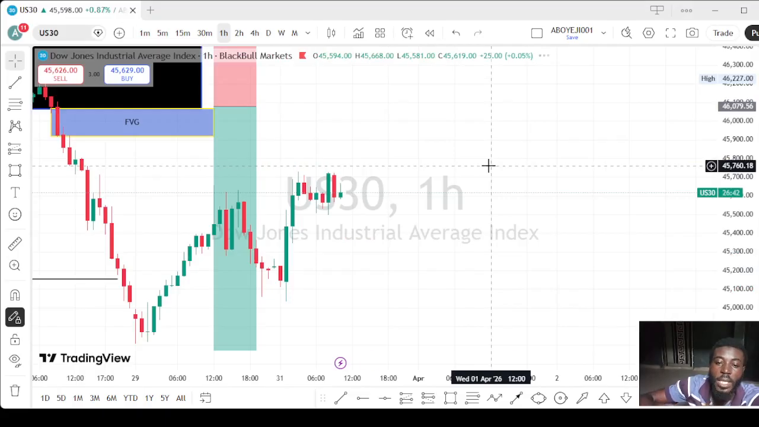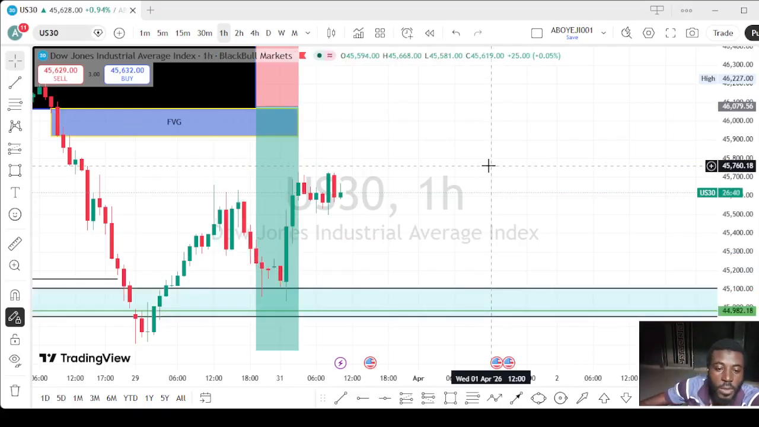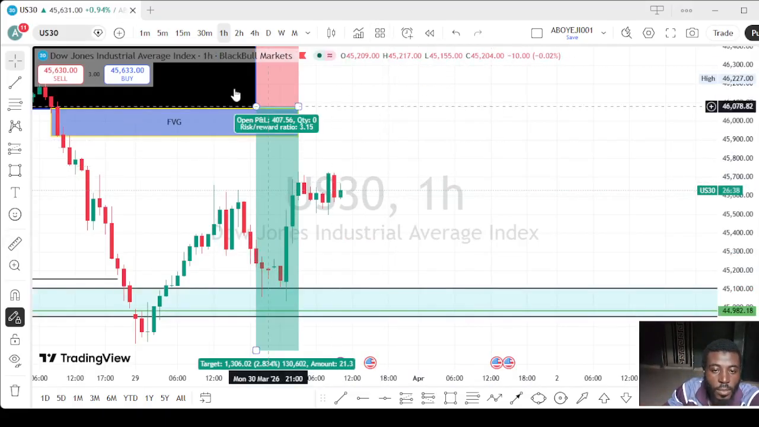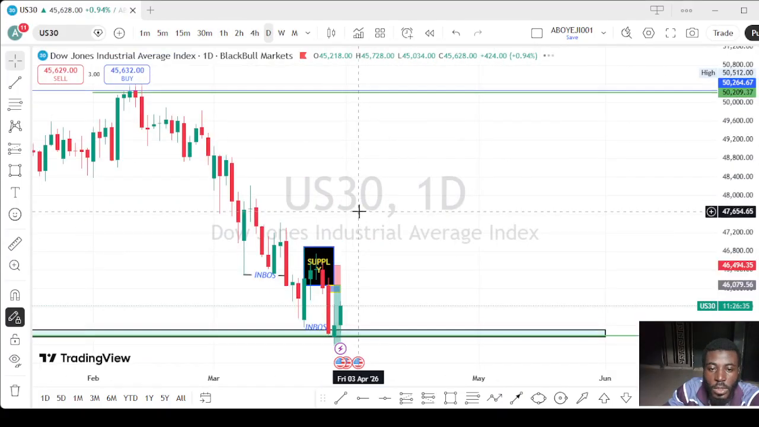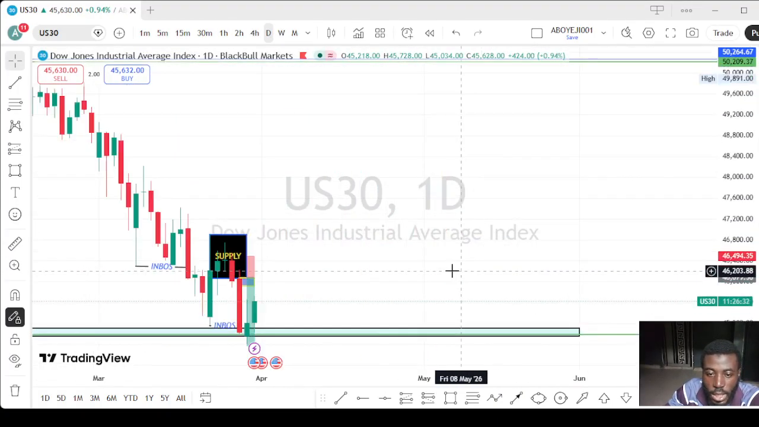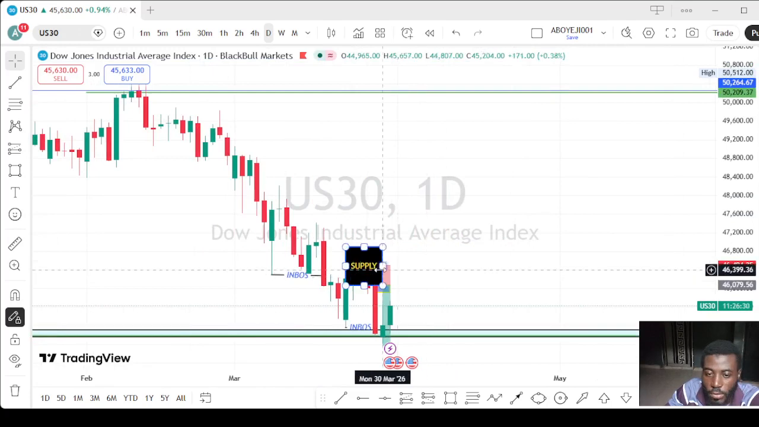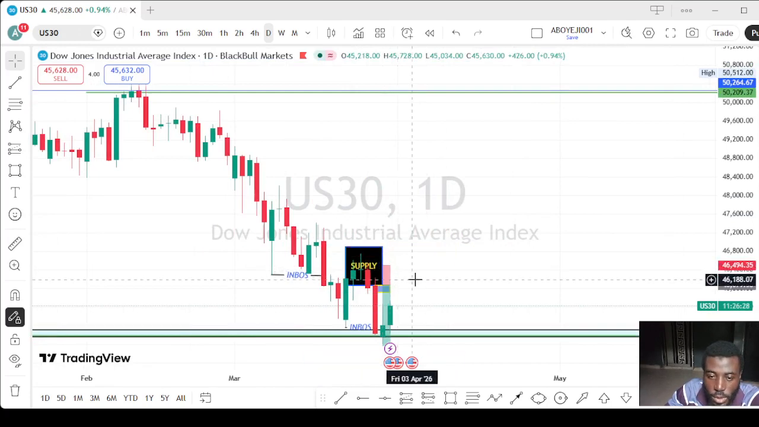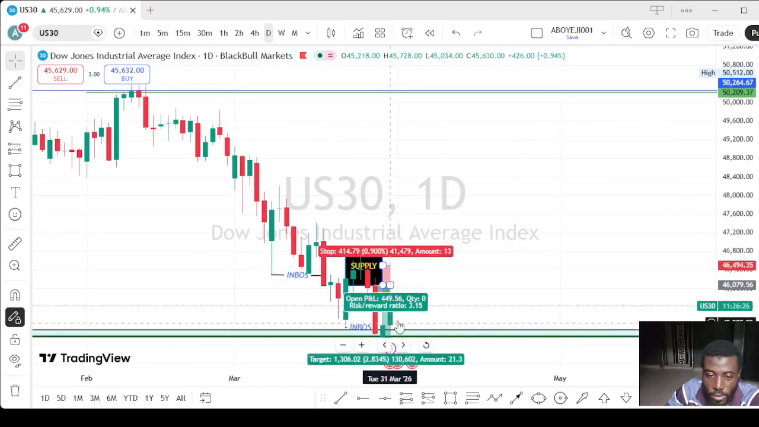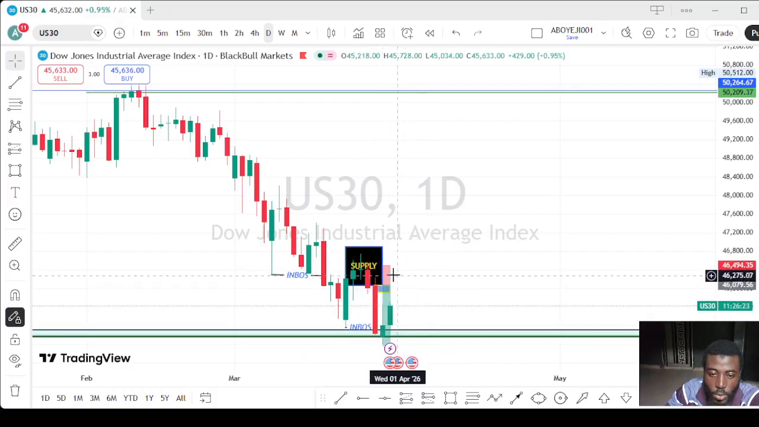Let's move to US 30. Let's see what US 30 has for us. You can see what the market is trying to do on the daily time frame. This is the supply we are having on the daily time frame. This is the supply the market gave us, because the market gave us a recent break of structure, and you can see this is the supply we are having.